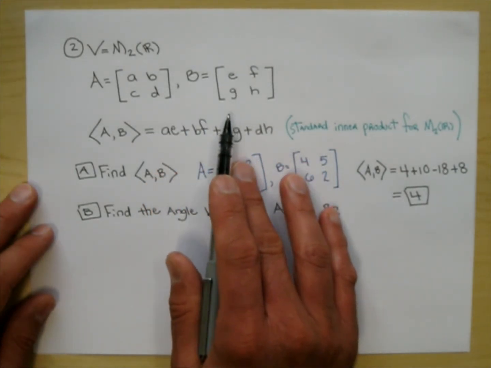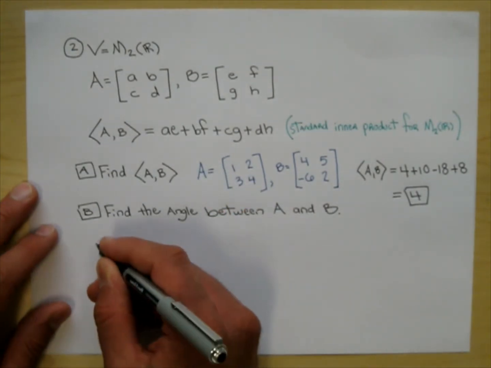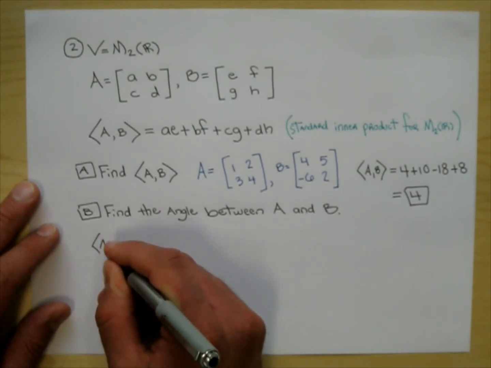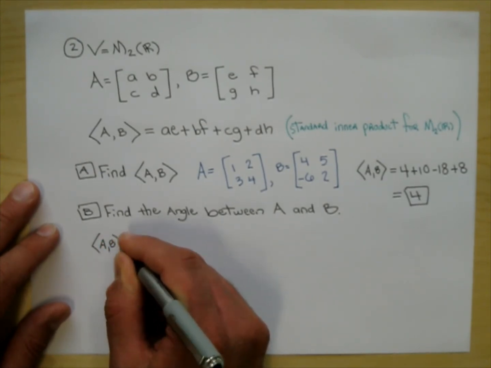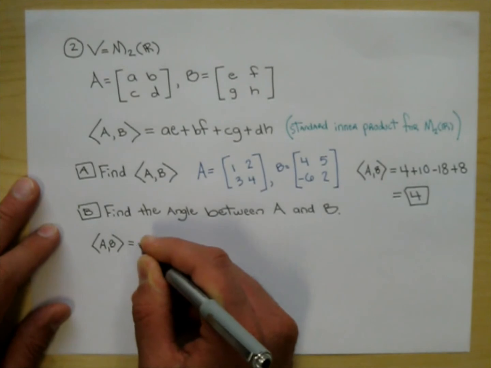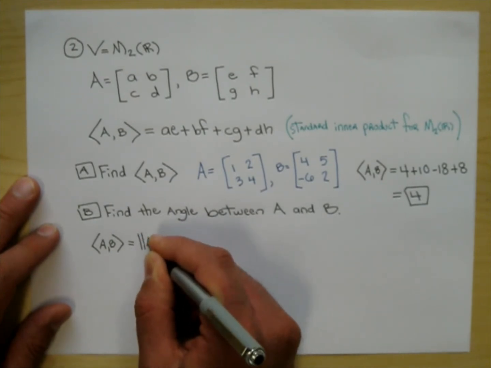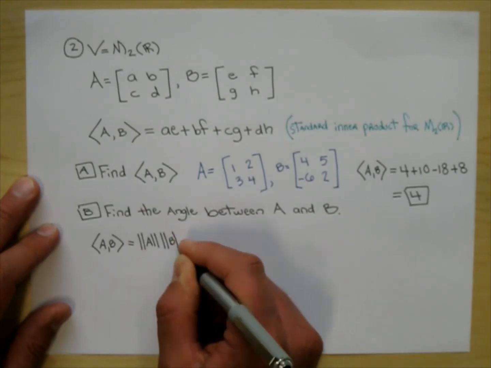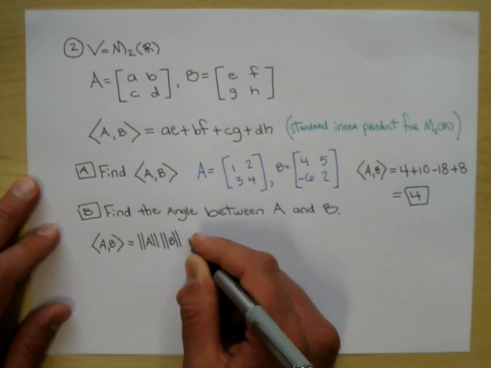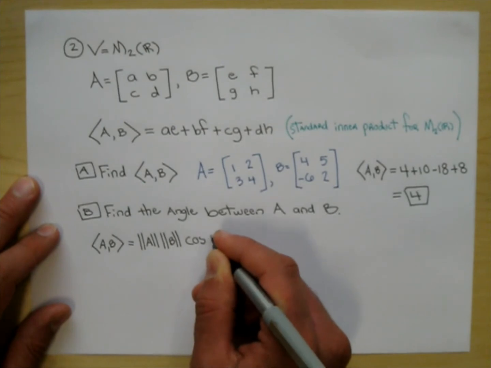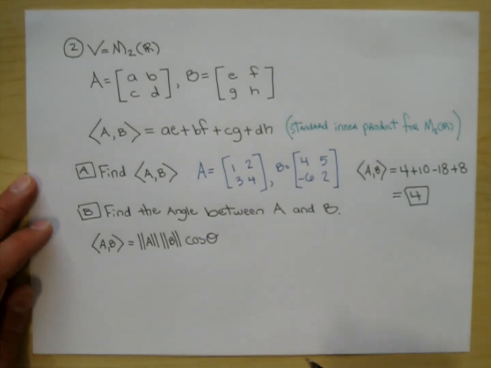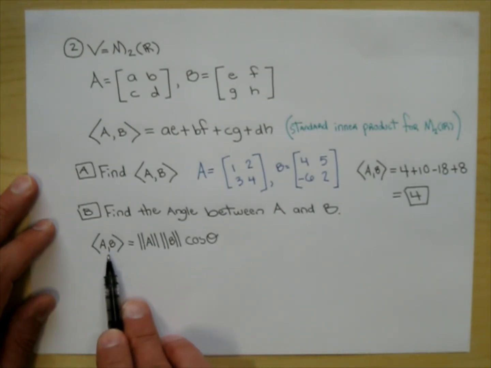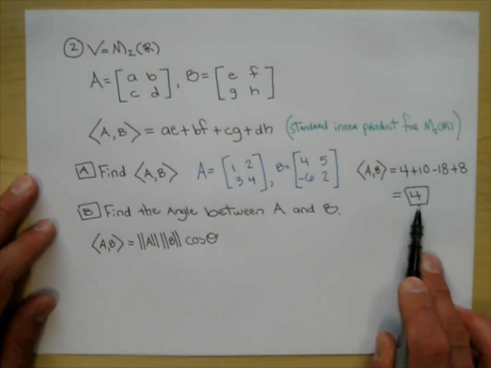We're going to use that formula. So I'm going to write up the formula here. Inner product AB equals length A times length B times the cosine of theta. We're going to have to use our calculator in this problem at the very end. Inner product of AB, we already computed that. That is 4.